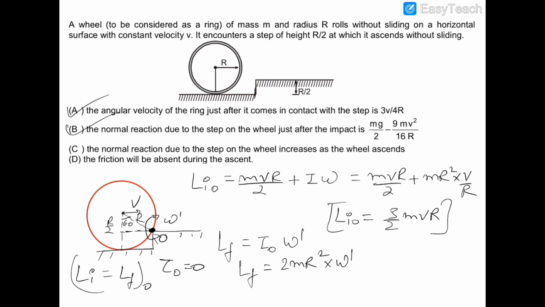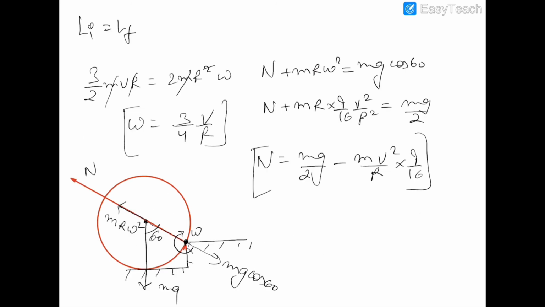Now you can see that option number D says that friction will be absent during the ascent. This is incorrect, because when the ring would be ascending, the ring would be tending to slip in the downward direction. Therefore friction would be acting like that on the ring.